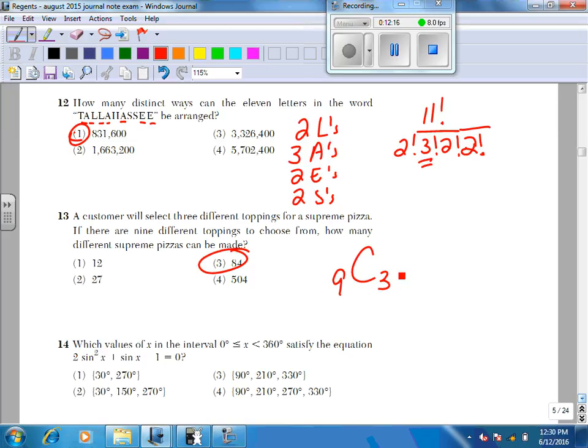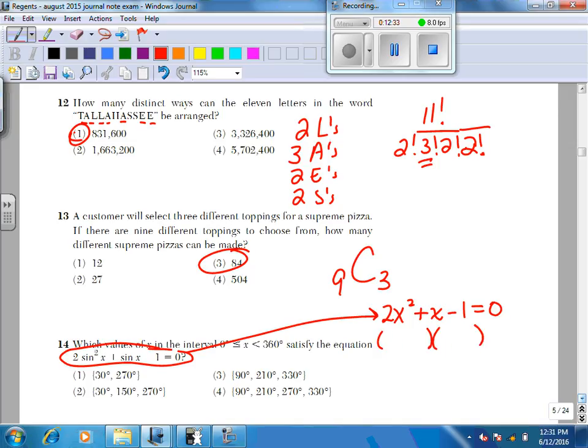Number 14, the easiest thing to do here is to take this equation and rewrite it in terms of x: 2x squared plus x minus 1 equals 0, rather than having the word sine there. When you factor this, you end up getting 2x minus 1 and x plus 1. You could do that by factor by grouping. What adds to 1 but multiplies to negative 2, split it up, cut it in half, factor by grouping.